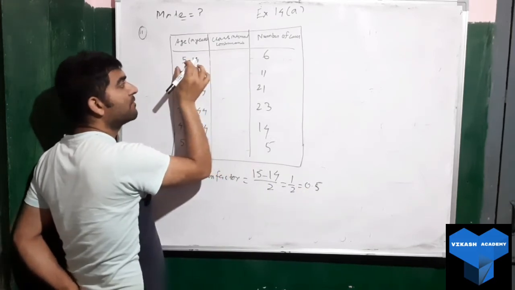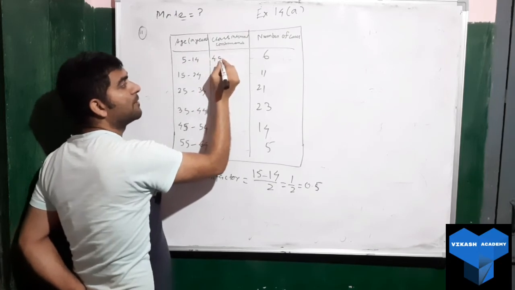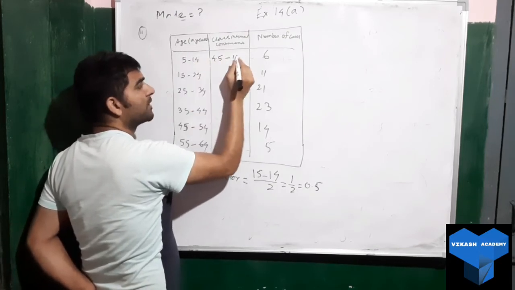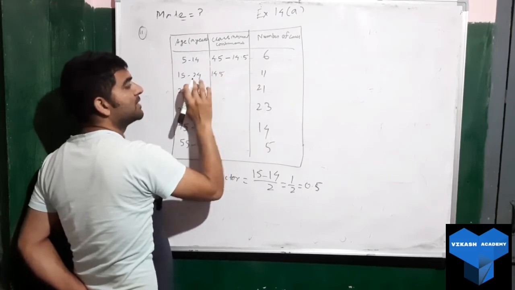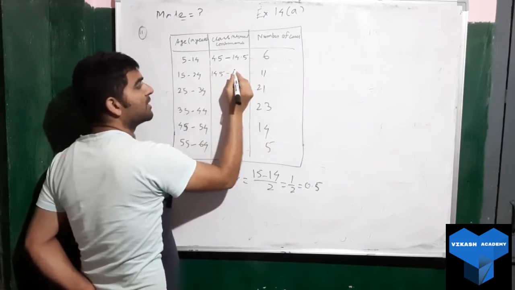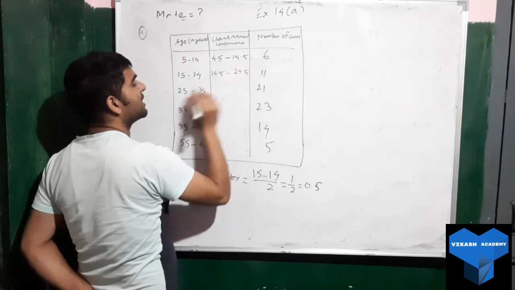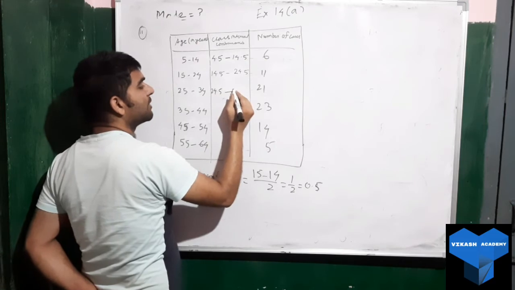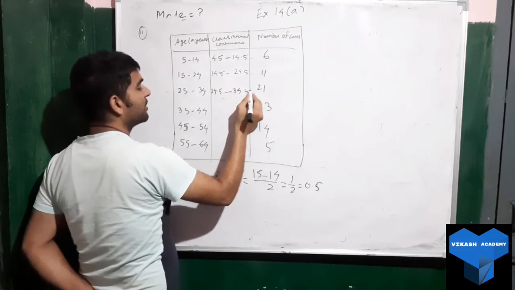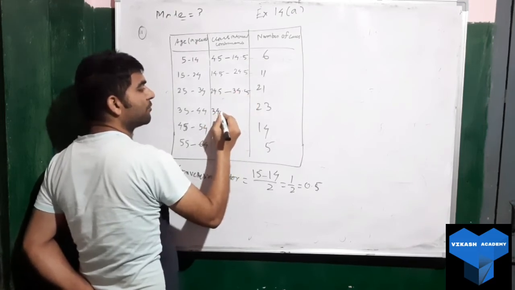So subtract from 5, you will get 4.5. Add to this one, you will get 14.5. Subtract from here, you will get 14.5. Add 0.5 here, you will get 24.5. Here you subtract, you will get 24.5. If you add here, you will get 34.5. Here you will be getting 34.5.